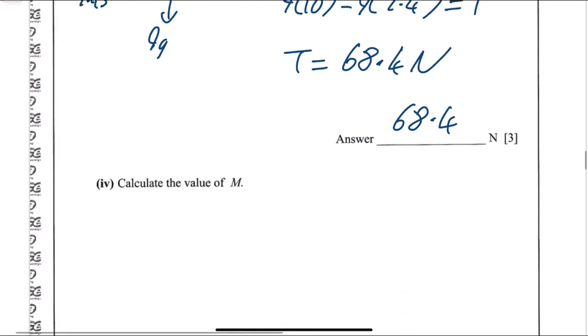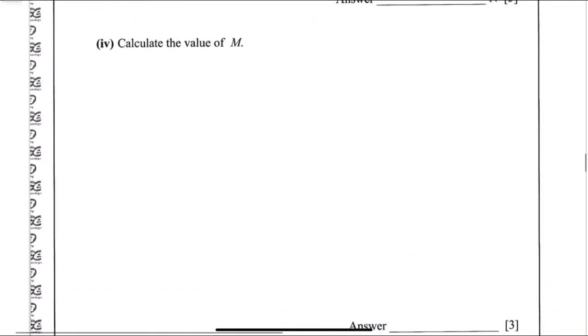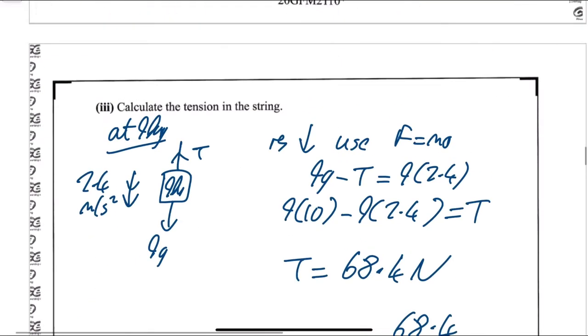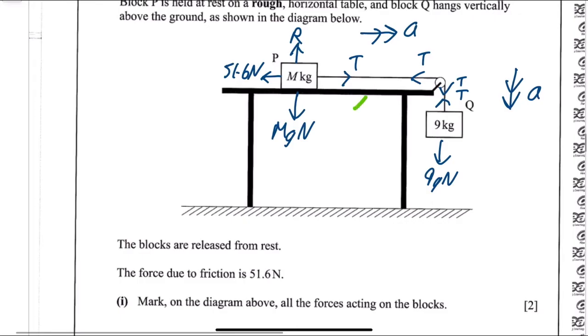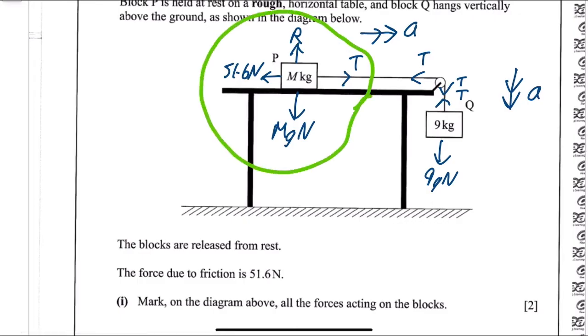The last thing says calculate the mass of m. So we're going to do the same thing. We're going to look at m kilograms. I'll go back to my diagram here, bear with me. If we go back to this diagram, I'll get rid of that circle, and we're now zooming in on this. So these are the forces which are acting.